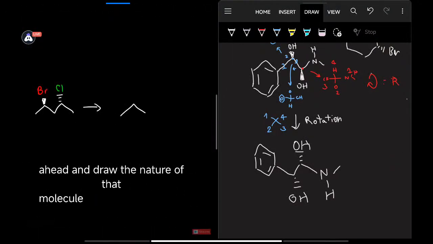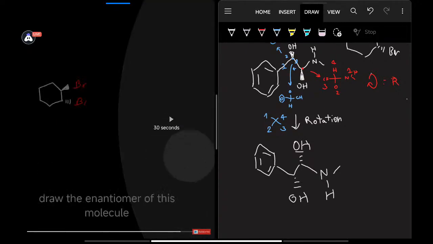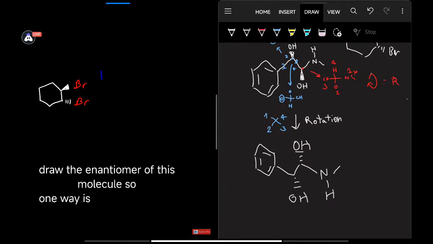of that molecule. So the bromine is, and so that's the molecule. So one way is we can draw the mirror image of it.